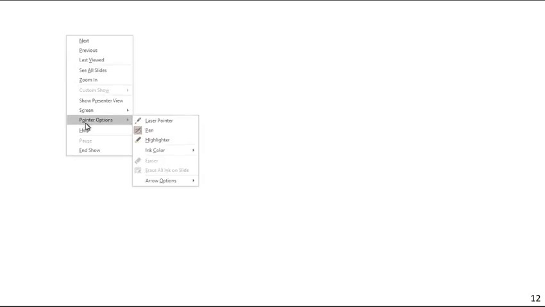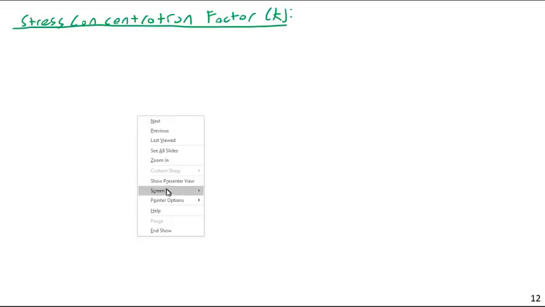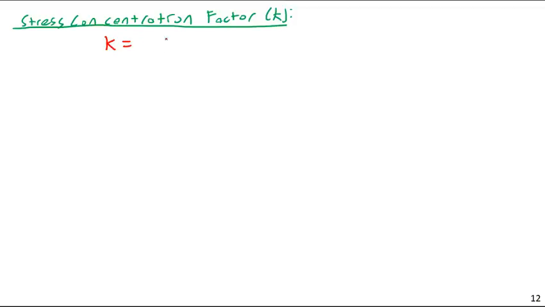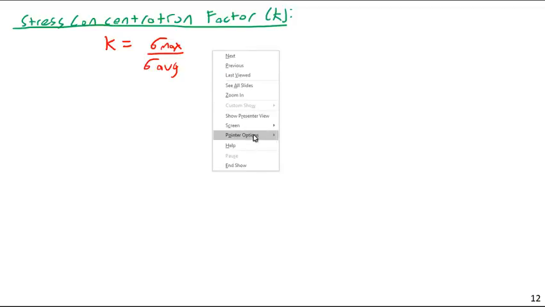And from this, we are going to consider something known as a stress concentration factor, K. We define K as sigma max over sigma average. In other words, by what factor can we multiply the average load, due to a local discontinuity or a change in geometry, to get the maximum stress at that location?